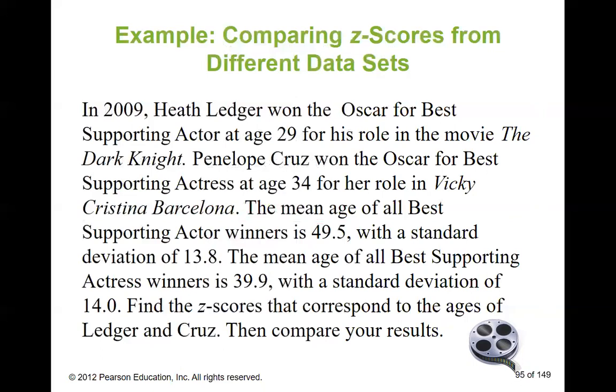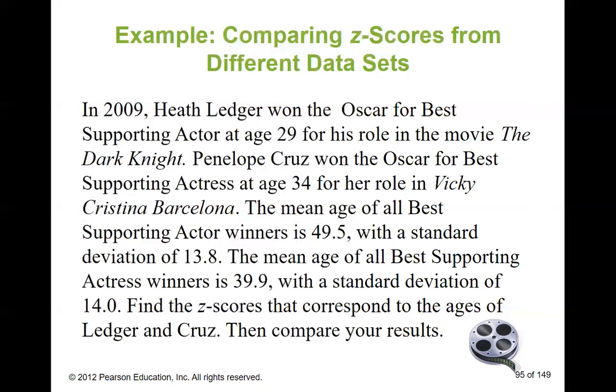For Penelope Cruz, same formula, but what was her age when she won? 34 minus, what was the average age for actresses? 39.9, and their standard deviation was 14.0. Okay, and so somebody else crunched the numbers on that.